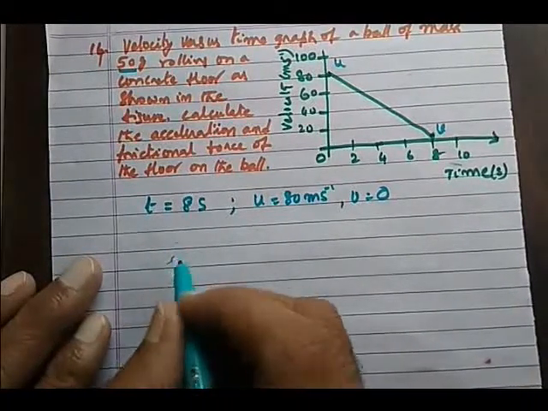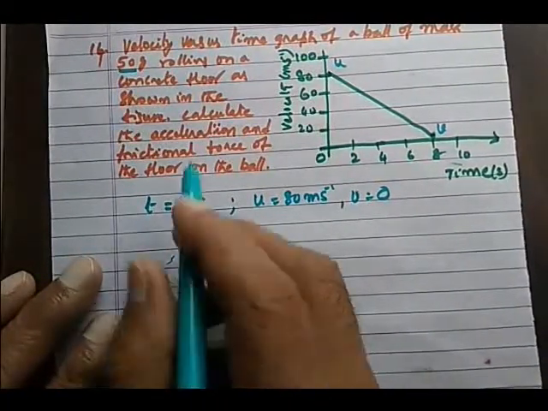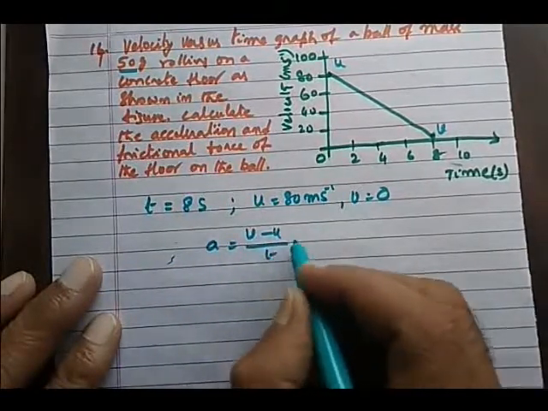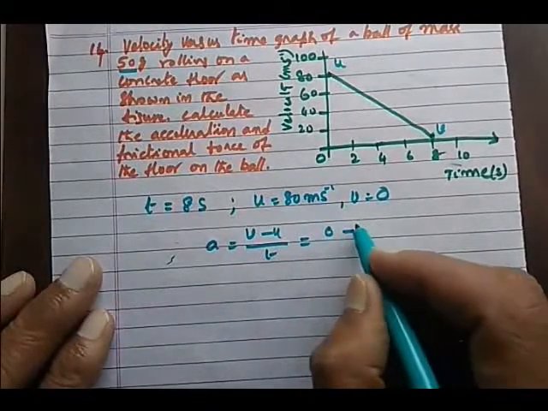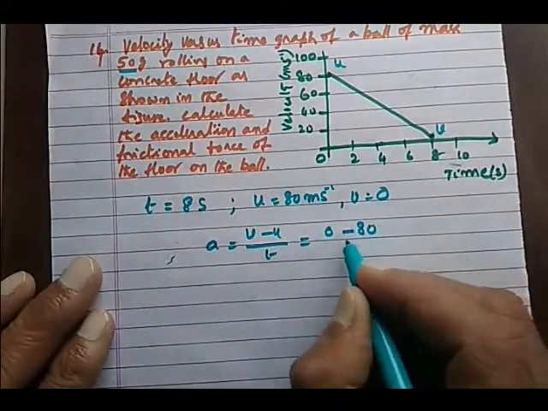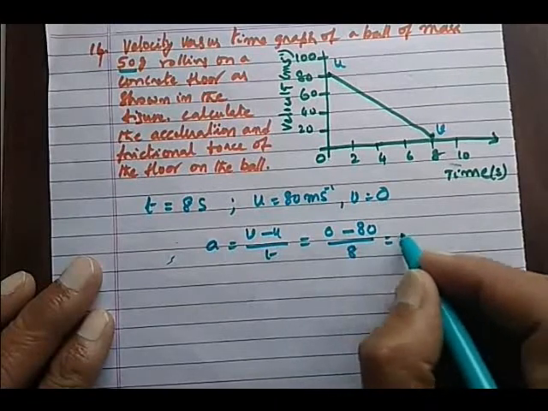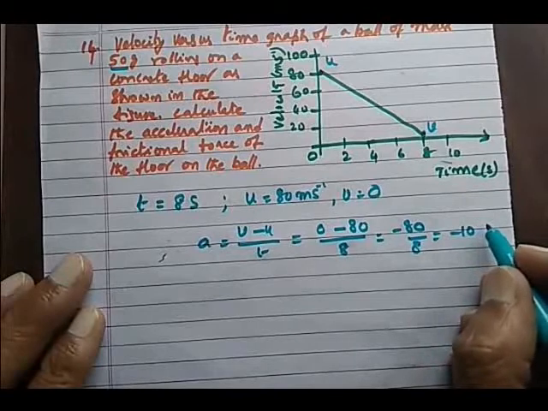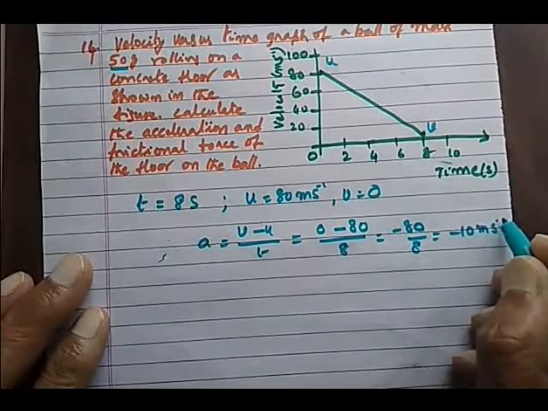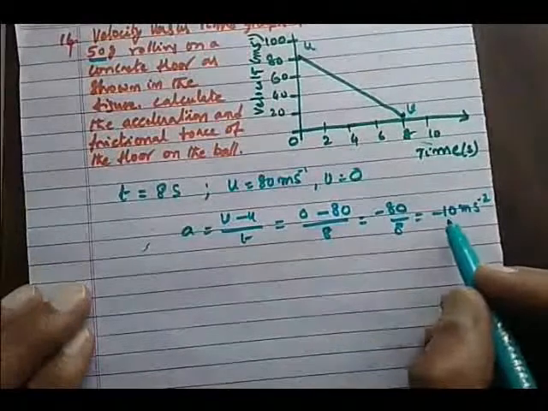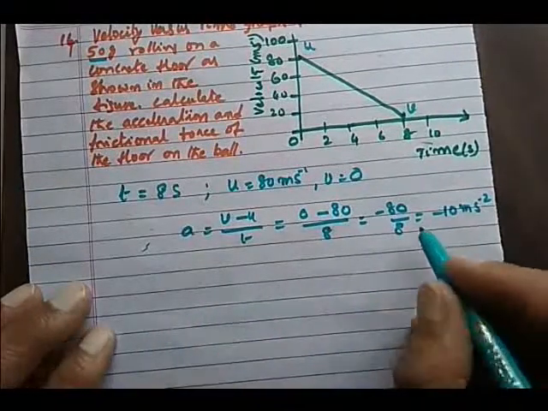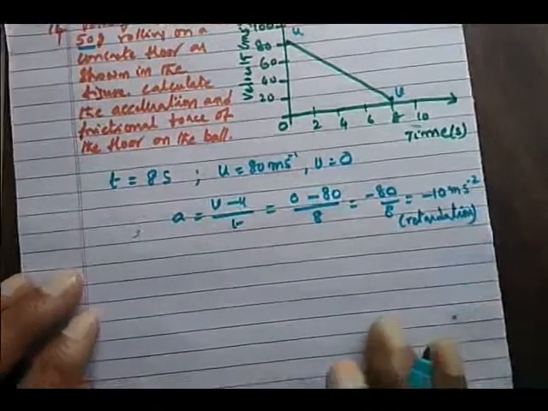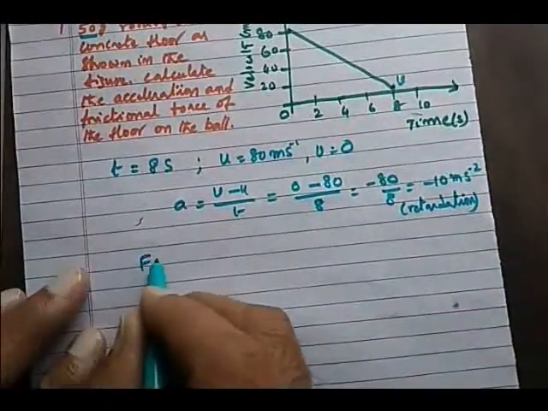Now it is very simple. Acceleration we will find first. For force we need acceleration. Acceleration is v minus u by t. V is 0, u is 80, t is 8, so minus 80 by 8, minus 10 meters per second square. So why is there a minus sign? Because it is retardation. Correct.